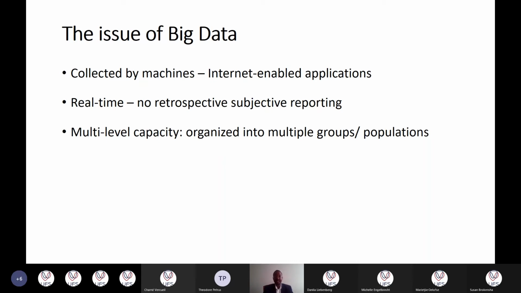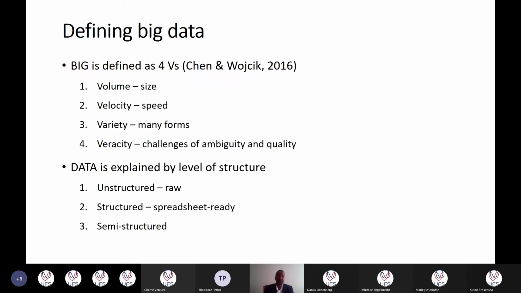Now, the issue of big data. It's collected by machines, it's in real time, no retrospective subjective reporting, and it occurs at multiple levels. It has an ability for multi-level capacity, right? I'm not going to explain this, as I know that Susan is going to touch on it. It is defined by volume, velocity, variety, and veracity. I think there's also a fifth V.